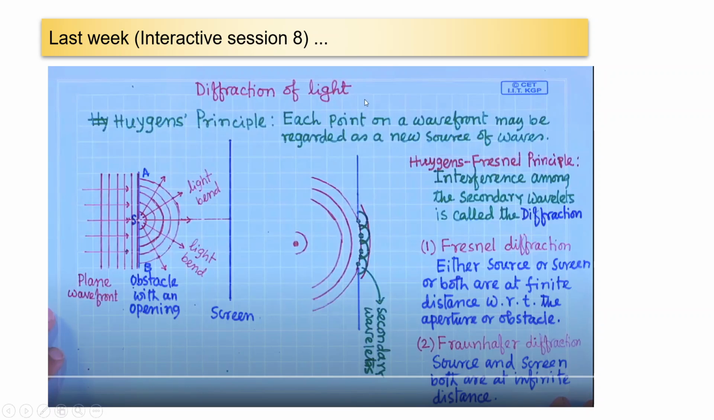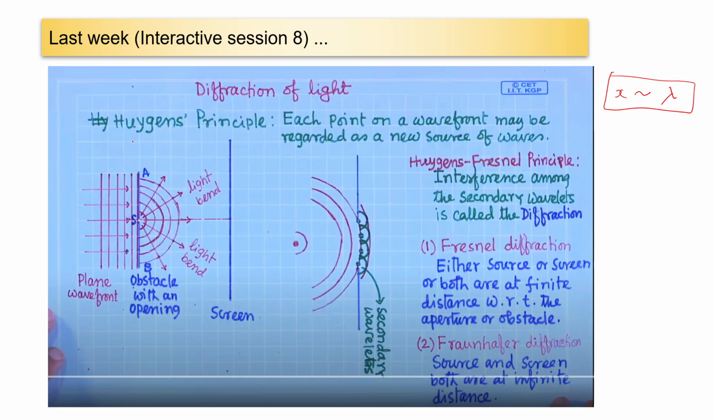Then we had just started discussing what diffraction of light is, which we said is the bending of light around any obstacle or aperture, when the size of that obstacle or aperture is comparable to the wavelength of light. Only then does this phenomenon of diffraction happen.